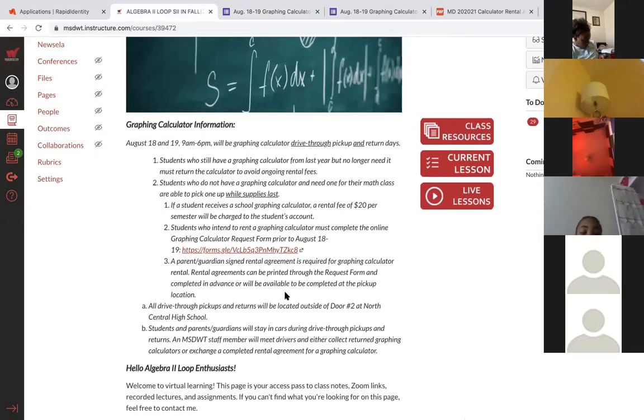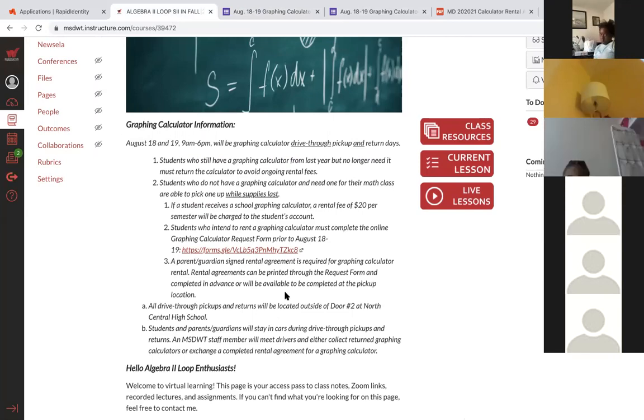All drive-through pickups and returns will be located outside of door number 2 at North Central High School. Students and parents/guardians will stay in their cars during drive-through pickups and returns. An MSD WT staff member will meet drivers and either collect return graphing calculators or exchange a completed rental agreement for a graphing calculator. Any questions about graphing calculators?